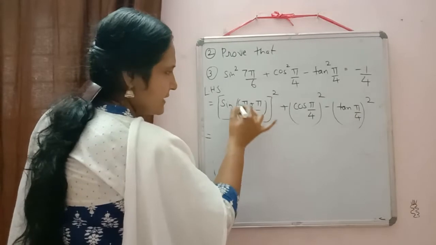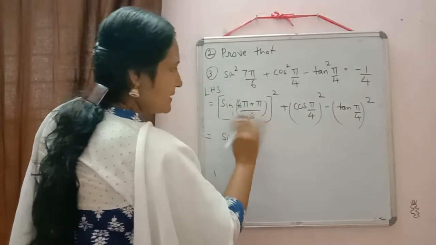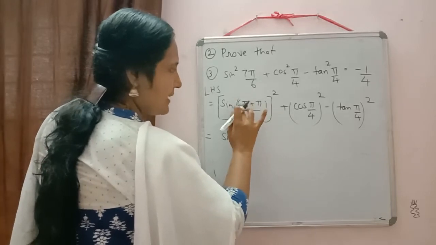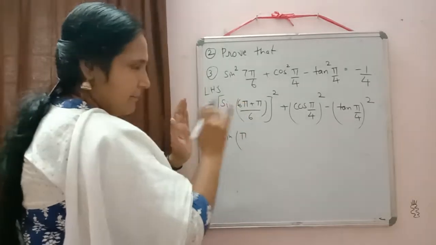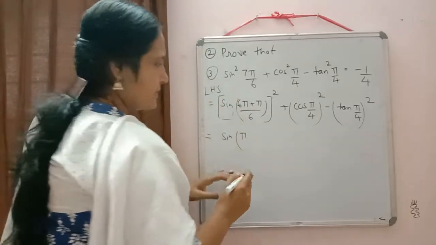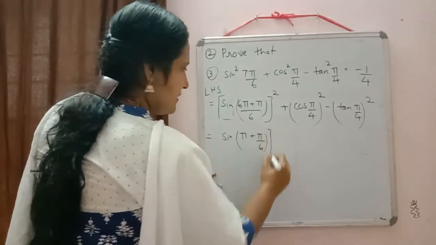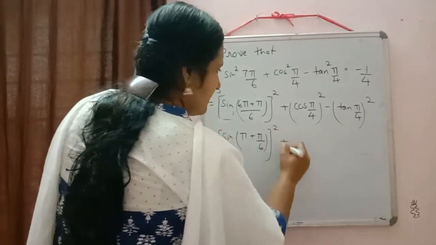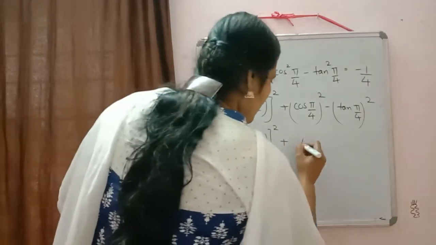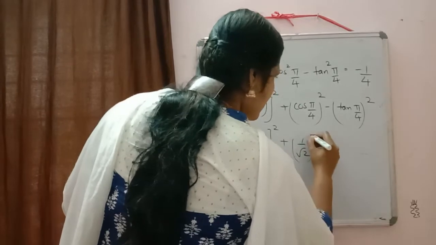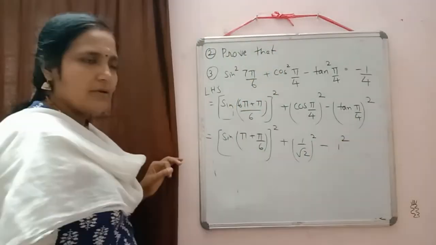Now here 6 and 6 will get cancelled. We will get there sine, 6 and 6 will get cancelled when we write it separately, so that step I am avoiding now. 6 pi by 6 plus pi by 6. So we will get here pi plus pi by 6 the whole square plus cos pi by 4, its value is 1 by root 2. So 1 by root 2 the whole square minus tan pi by 4 is 1. So that is equal to 1 square.